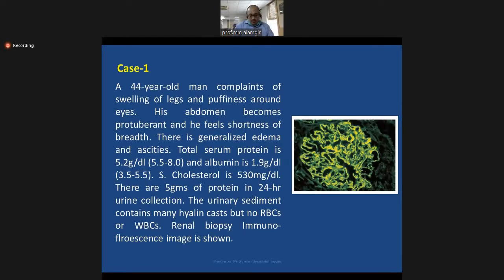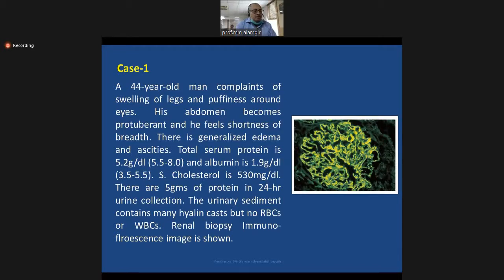Okay. Now here there is a case scenario. A 44-year-old man complains of swelling of legs and puffiness around his eyes. His abdomen becomes protuberant and he feels shortness of breath. There is generalized edema and ascites.